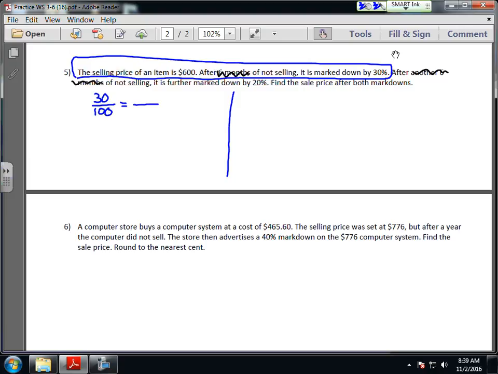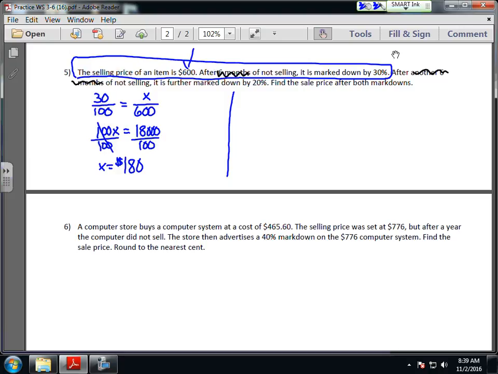What was the original amount or the selling price? $600. Good. This is what we don't know. 100x equals, what's 30 times 600? 18,000. Very good. What do we get when we divide that? $180. Very good. But that's not how much they're selling it for.